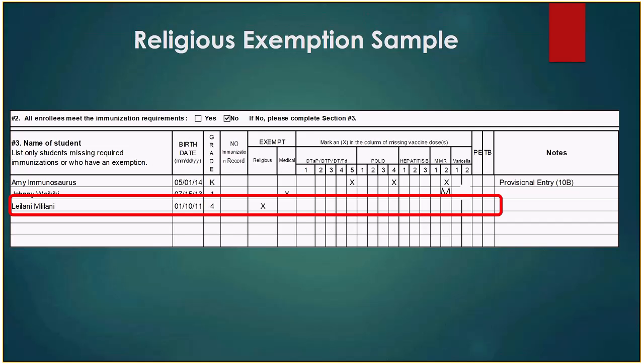Last, we will include Leilani Mililani on the Epi-12B. Leilani is claiming a religious exemption and will be excused from all immunization requirements. We will include her name, birth date, and grade on the form and simply mark an X under the religious exemption column. No other marks are required under the vaccinations if a religious exemption is being claimed.